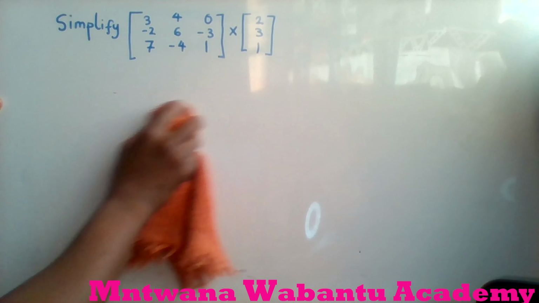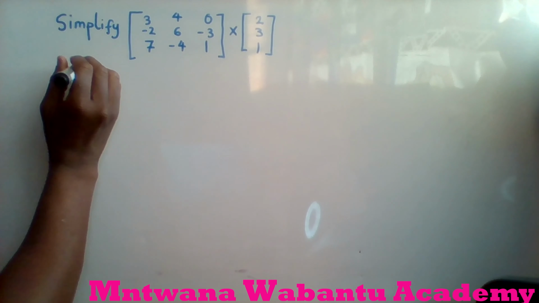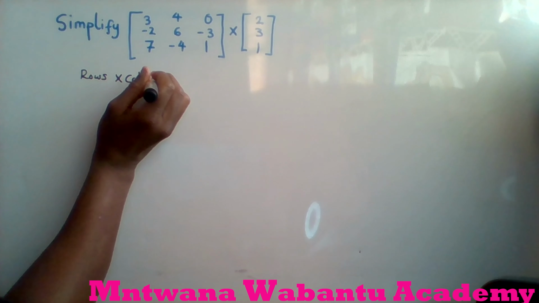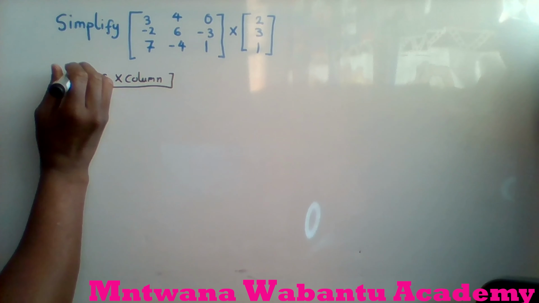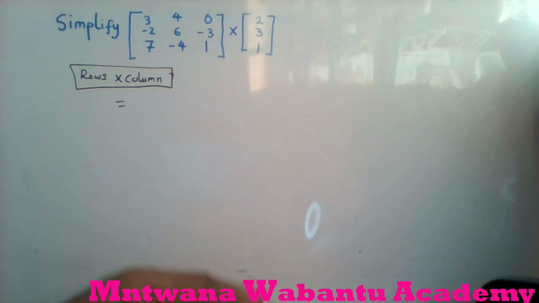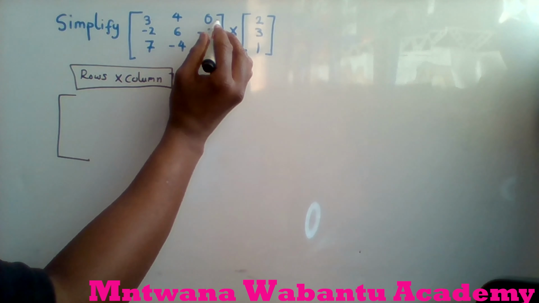Whenever you multiply, remember, you always multiply rows times column. This is very important. Always multiply row by column. Now let's see how we can multiply. So we say, okay, first row with everything.